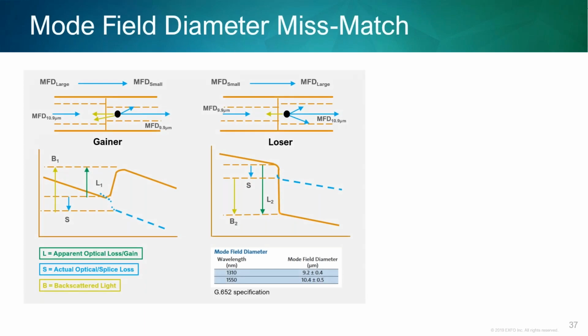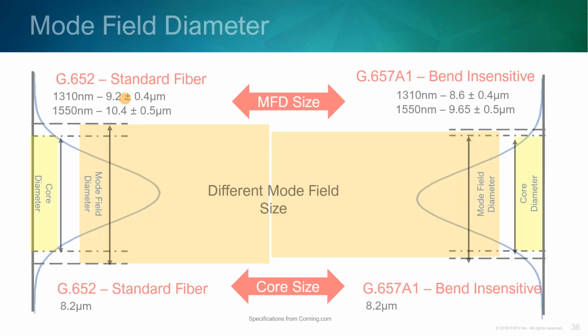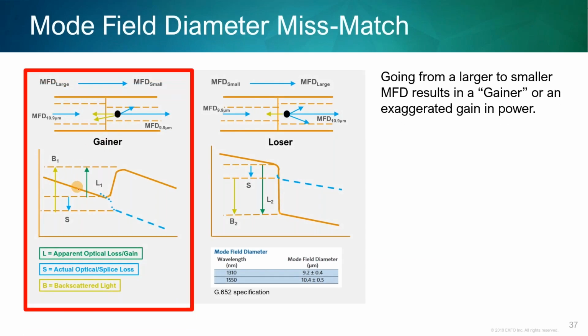So you have a mode field mismatch. And what that looks like with an OTDR, if you're going from a larger mode field diameter to a smaller one, and the larger one was standard glass: if you're going from standard glass, let's say outside plant, to a drop, you're going to see a gainer. This is the drop that's bend insensitive, and this is your outside plant cable. You're going to see a negative loss. The other way, if you have bend insensitive to outside plant, you might see a big loser.